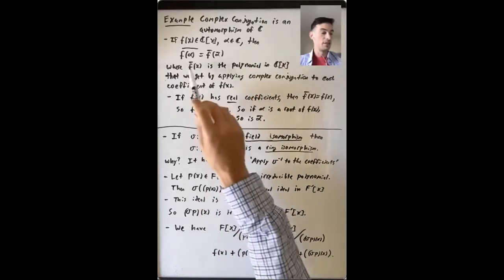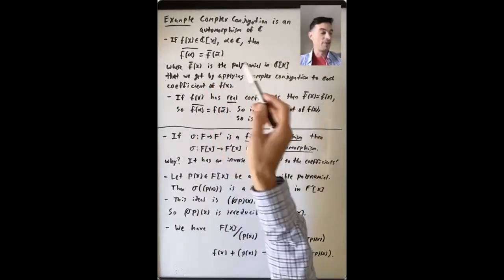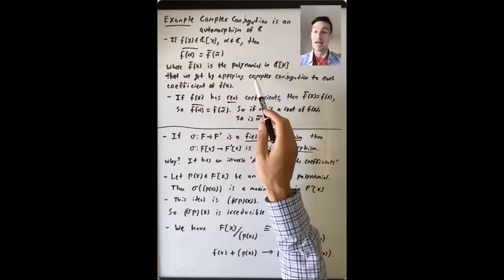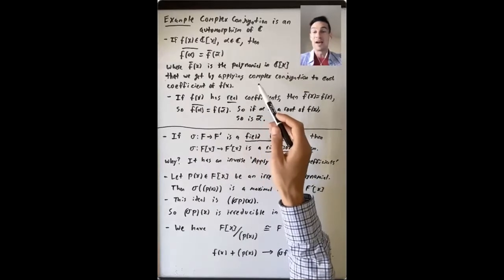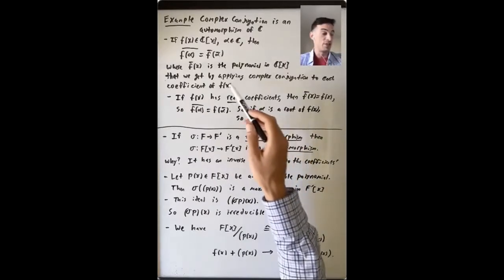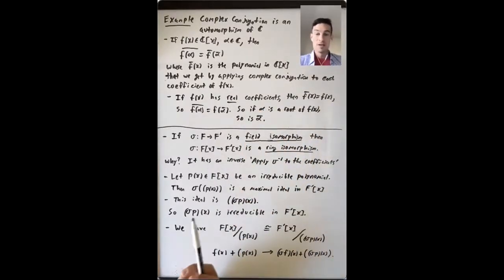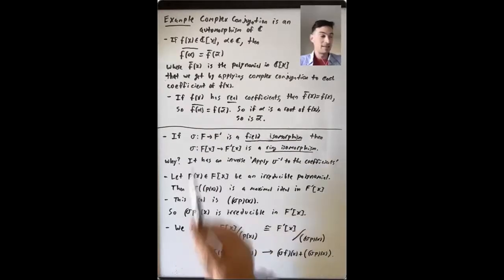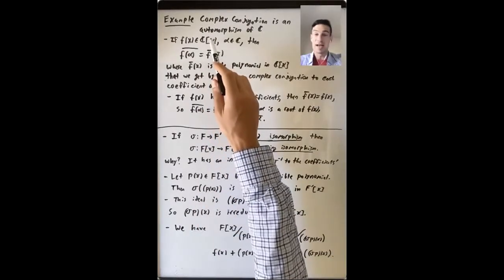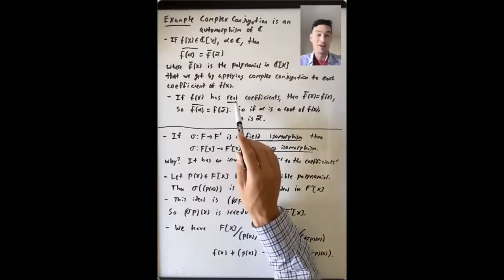Okay, so this conjugate of f is the polynomial in C bracket x that we get by taking the complex conjugate of each coefficient of f of x. So what if f of x is a polynomial in C bracket x, but the coefficients are all actually in R?